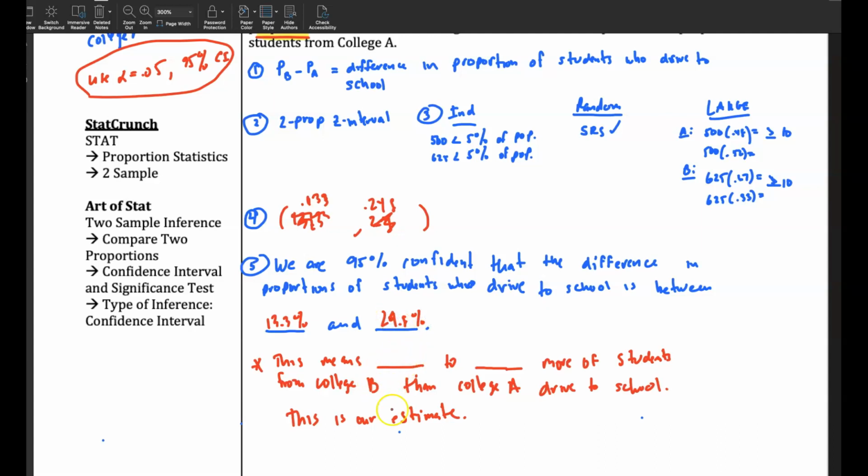And so what that means is 13.3% to 24.8% is our estimate of the percent more of students from college B than college A who drive to school. Again, this is our estimate for that value. Again, we don't know the exact value of how many more students, but it looks like it's between 13.3 and 24.8%.